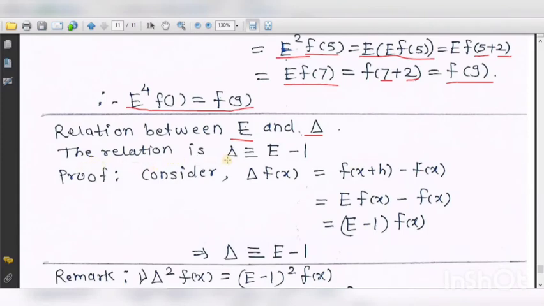So here the relation is delta is equivalent to E minus 1. I have not written it as equal to. This is not equal to, this is equivalent. As delta and E are not values, these are operators. So when we equate operators, we always write the equivalent sign.